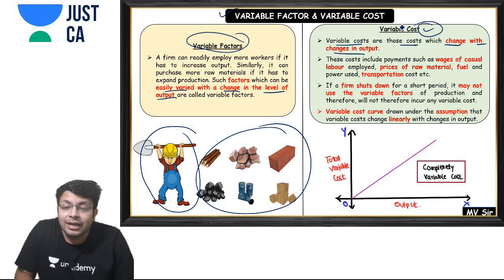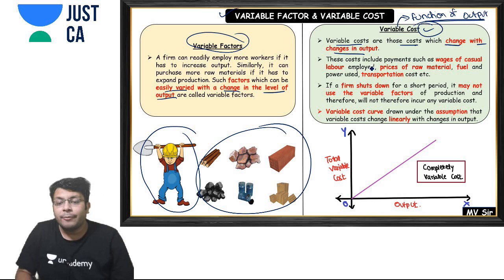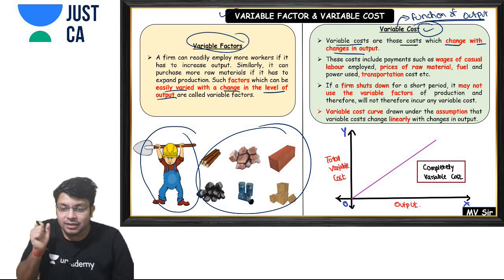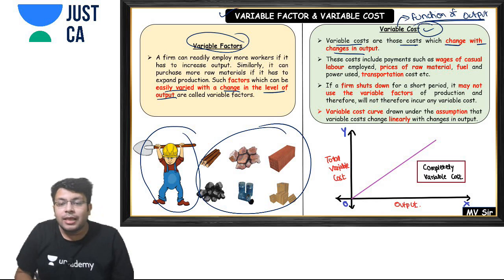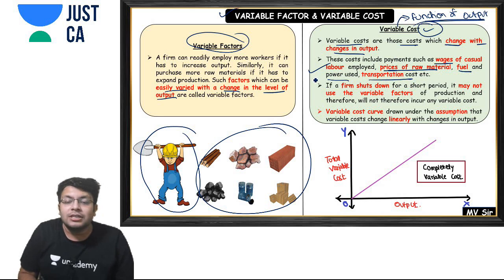That's why you say that variable cost is a function of output. Because if the output is changing, the cost will also change. So this can also come as an MCQ. Then what are the variable costs? For example, wages paid to casual labor, prices of raw material, fuel, power used, transportation cost. All these would come under variable cost.